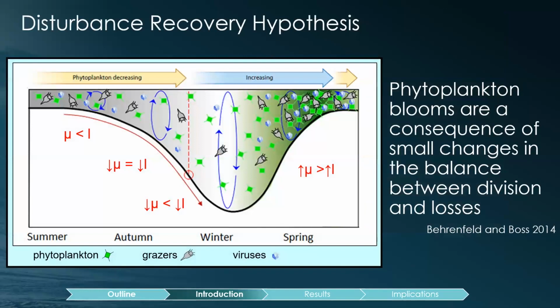This has led to the development of the disturbance recovery hypothesis, which describes changes in the balance between division and loss over the seasonal cycle, which are driven by deep convection mixing processes.